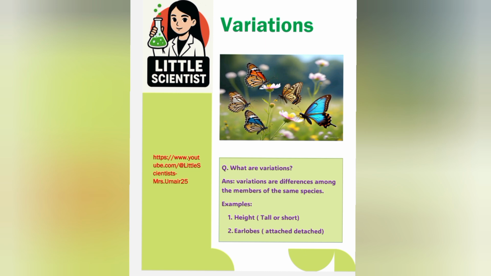Similarly, there are a few more examples of variations. For example, number 1, height. Height may be tall or short. All human beings belong to the same species, Homo sapiens, but some of them are tall and some of them are short. So this is a variation. Number 2 is earlobes. Earlobes may be attached or detached. So this is a variation. Some human beings have attached earlobes and some of them have free earlobes.